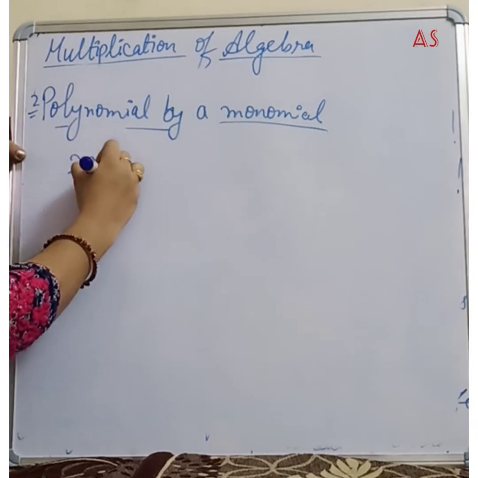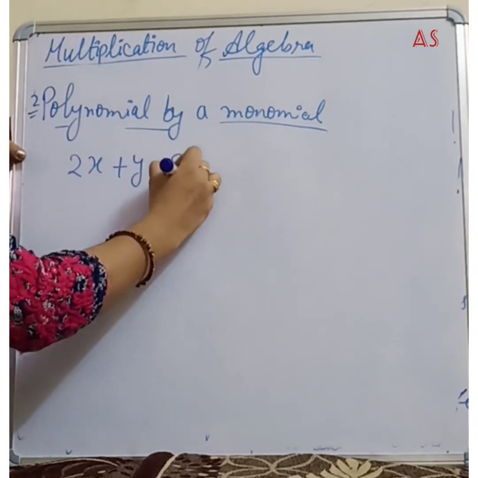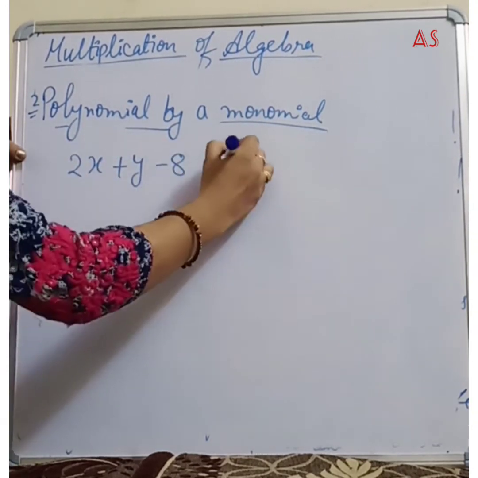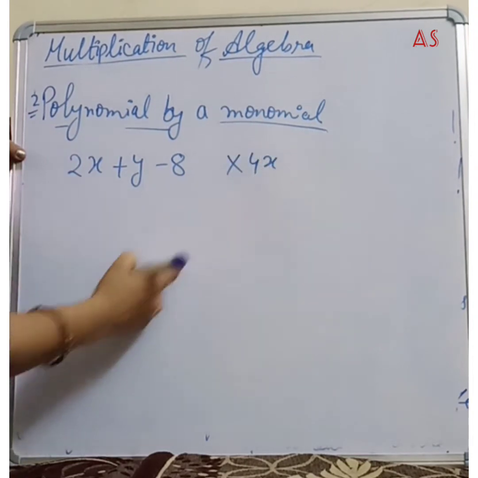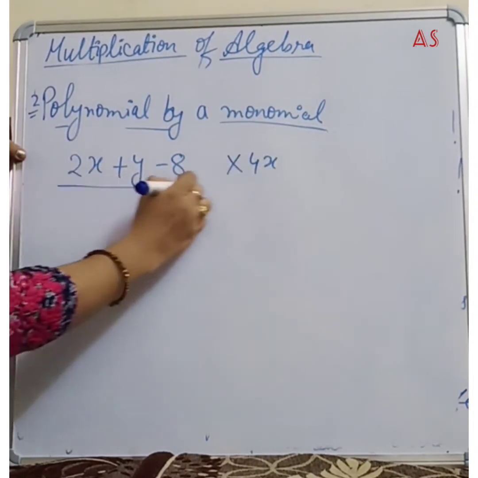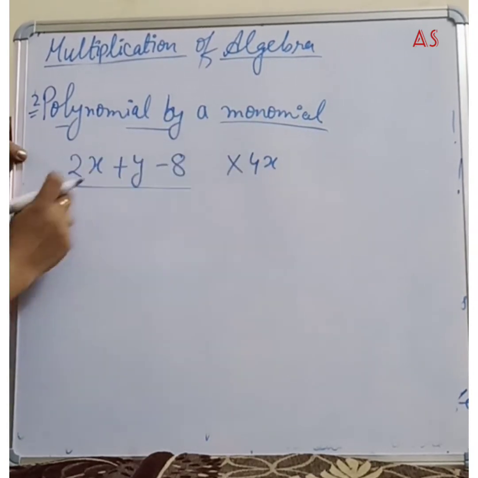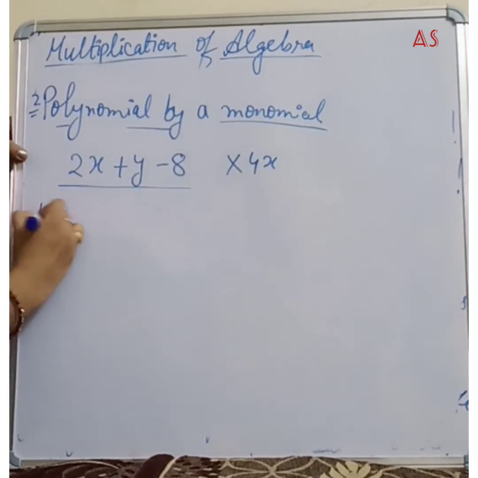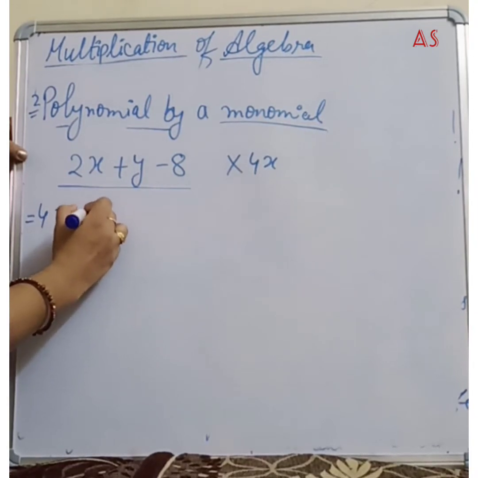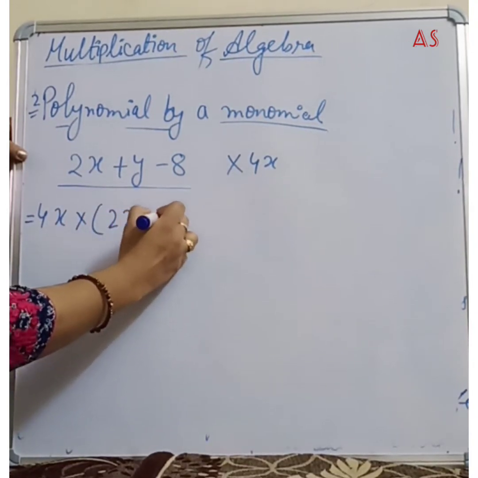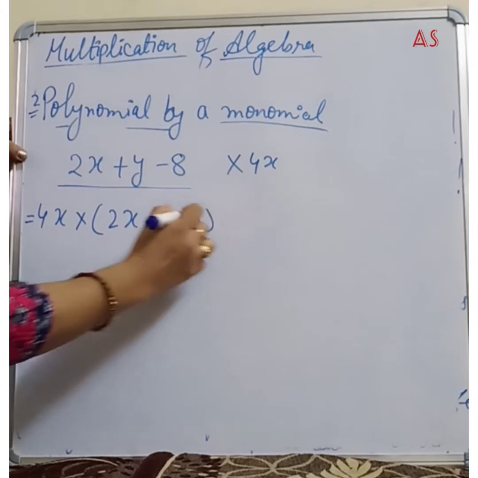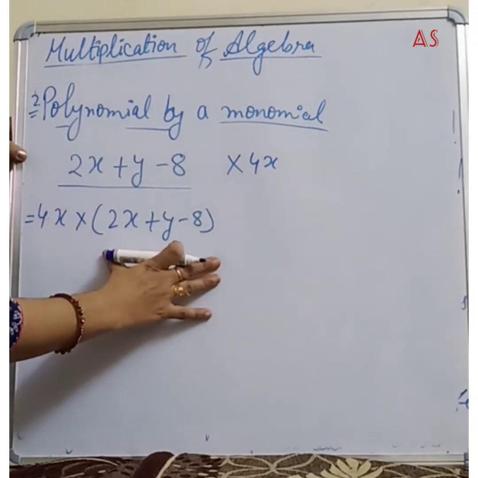Suppose your question is 2x plus y minus 8. This is a polynomial and it is multiplied by 4x. Okay, this multiplies with all terms. So one method: directly we will multiply. We write 4x first, then the multiply sign, then in brackets we write 2x plus y minus 8. The smaller term we write outside, the bigger term we write in the bracket.